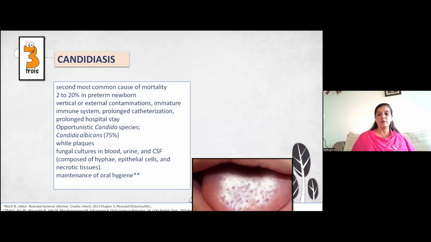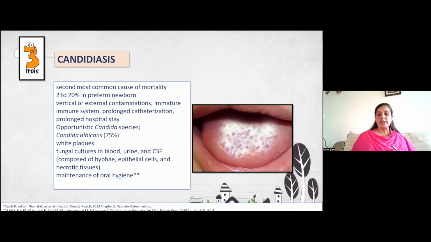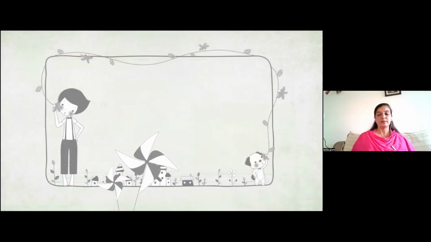They appear in the form of white plaques. Fungal cultures in blood, urine, and CSF can be helpful in identification, and the treatment involves complete maintenance of good oral hygiene that can subside the candidal infection.